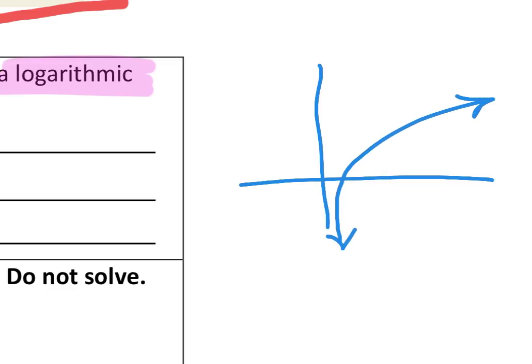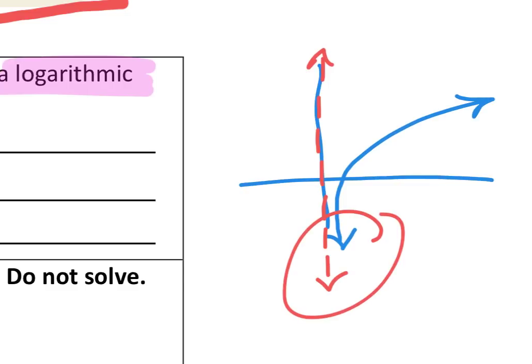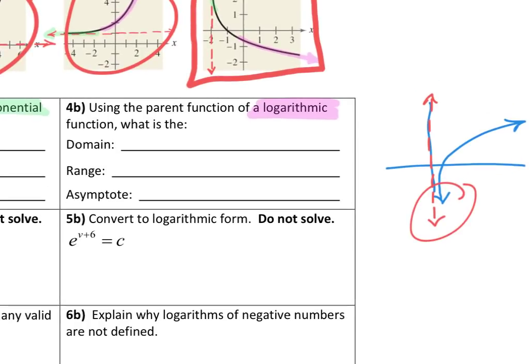And it has a vertical asymptote right here at 0, which means that it's not going to touch 0, but it will become infinitely close to 0 at the bottom of the graph. And so your domain is going to be 0 to infinity, and your range is going to be all real numbers, and that asymptote is x equals 0.